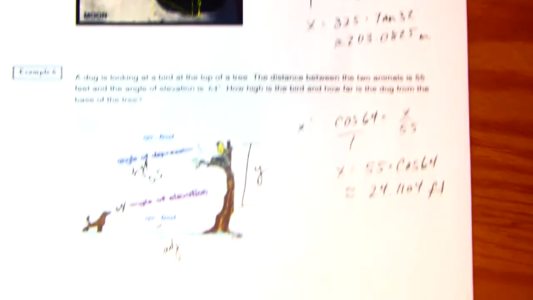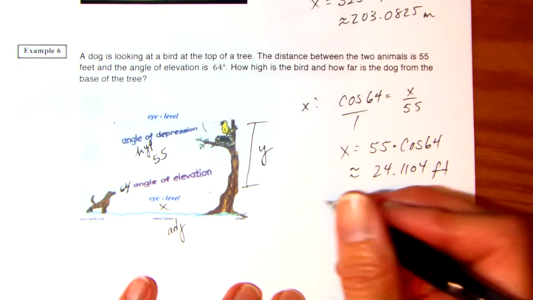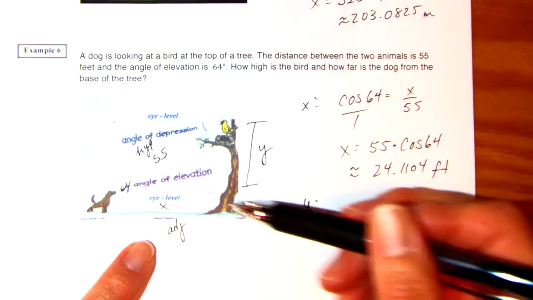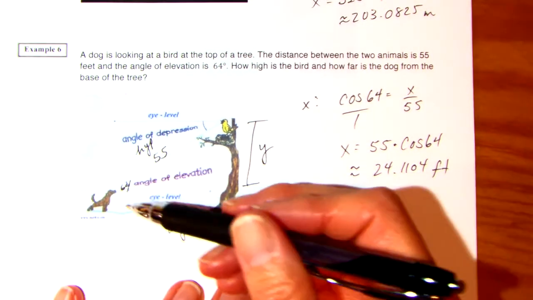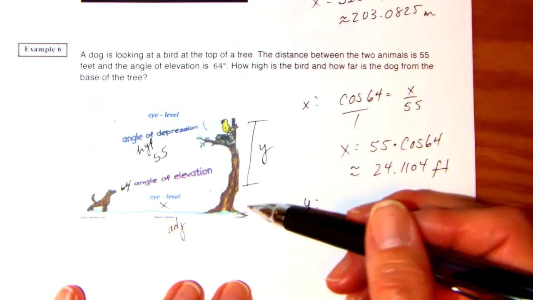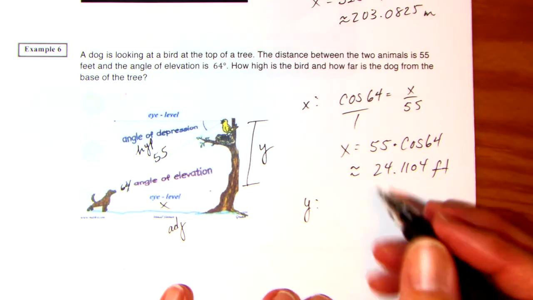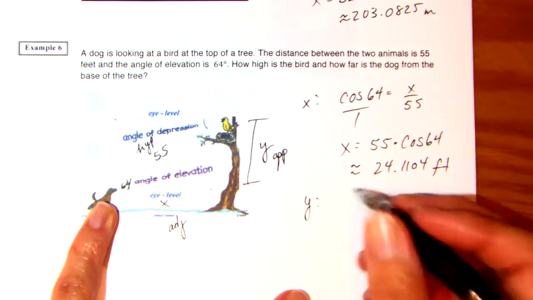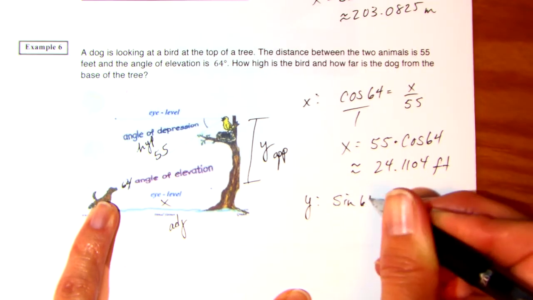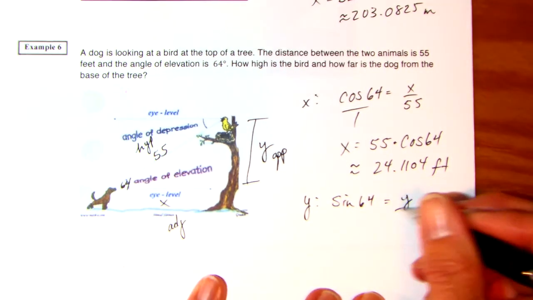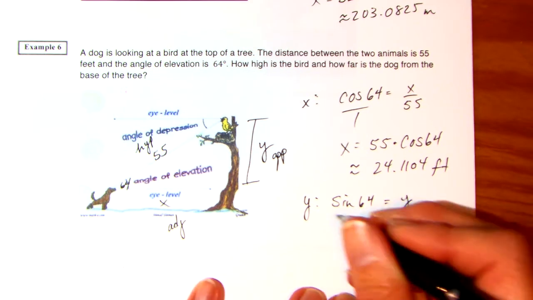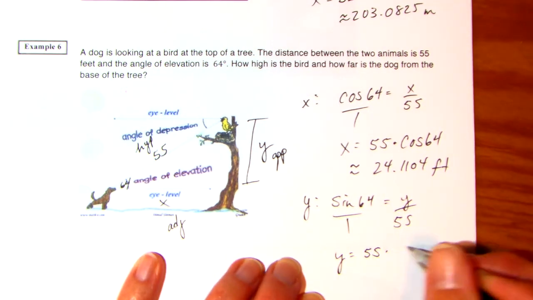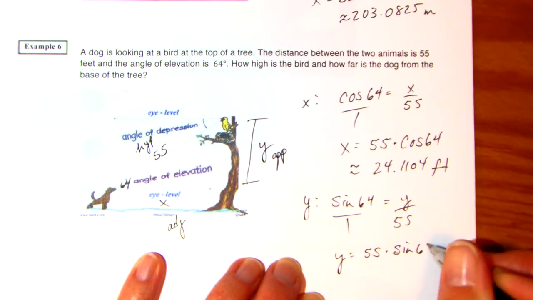And then let's find y. Y is going to be the height. And it's going to be from the dog's eye level, not all the way to the ground. So normally if we knew how high that would be, we would add that to our answer. So this is opposite over hypotenuse. That will be your sine. Sine of 64 is equal to opposite over hypotenuse. Cross multiply and solve. Y is equal to 55 times sine of 64.